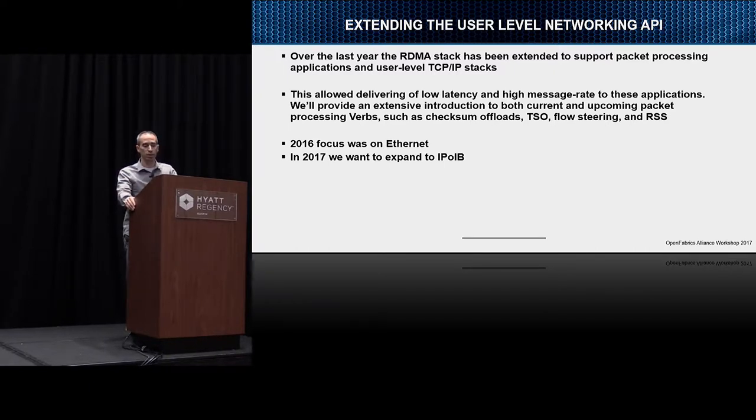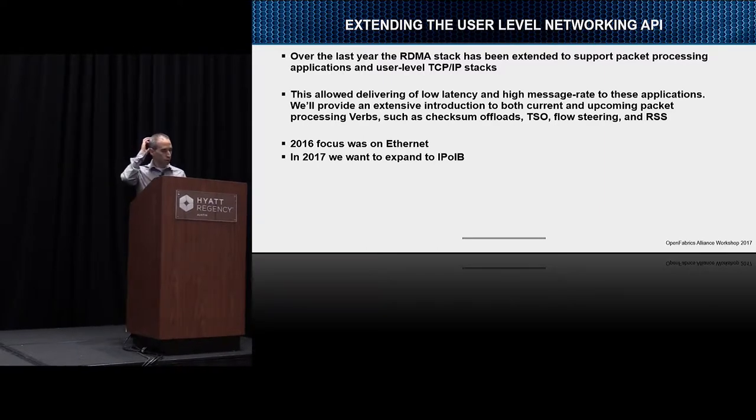Mostly important is the TSS and RSS, and also the flow steering, and we'll talk about that. So in the past year, we've done lots of work around Ethernet, lots of updates to upstream, lots of acceptance, and we would like to focus now on expanding IPOIB as well.